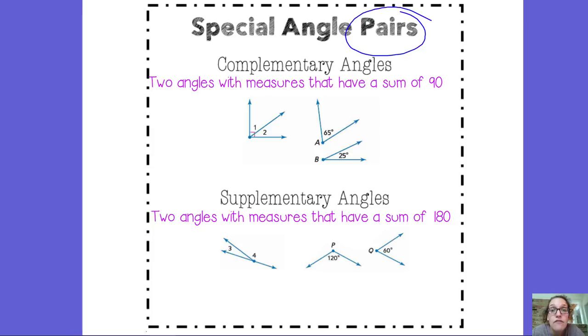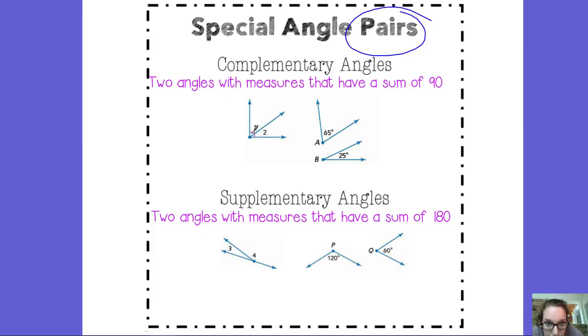So for angles to be complementary, it's two angles with measures that have a sum of 90 degrees. So when two angles add up to 90 degrees, when their measures add up to 90 degrees, they're called complementary. So I put a couple examples right here.